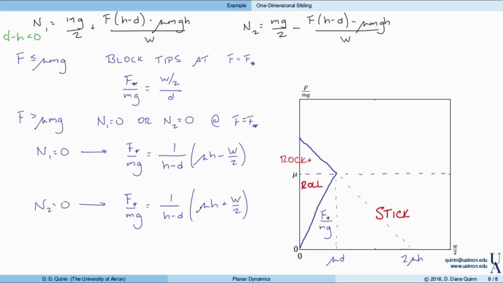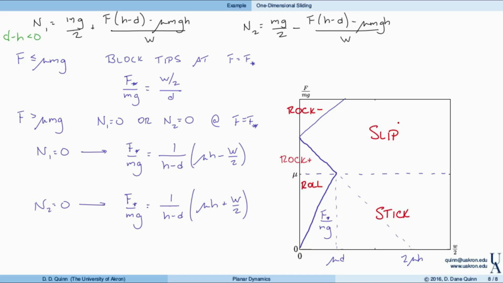Then if I plot this expression, I have a line that comes here, and it would extend all the way up and continue forever. So now we have the three regions. Steady slip is over here. Rock in the minus direction, so that would be reverse rocking, is in this region. Rocking in the positive direction is here, and recall we defined those positive and negative directions in that way. And then in this region we have roll, so that's defined as the block not slipping but just tipping over, stick, and again slip.